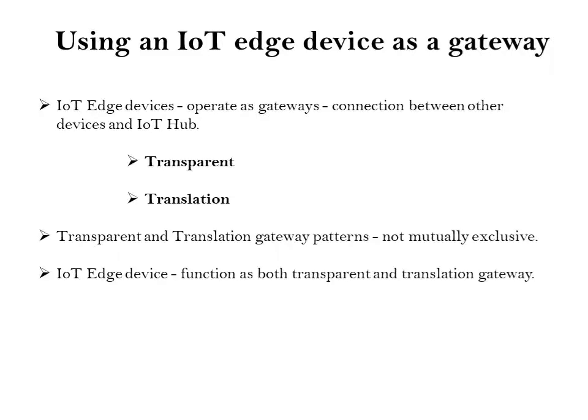IoT Edge devices can operate as gateways by providing a connection between other devices on the network and the IoT hub. IoT Edge Hub module acts like IoT Hub so that it can handle connections from other devices that have an identity with the same IoT hub. This type of gateway pattern is called transparent because messages can pass from downstream devices to IoT hub as if there was no gateway between them.